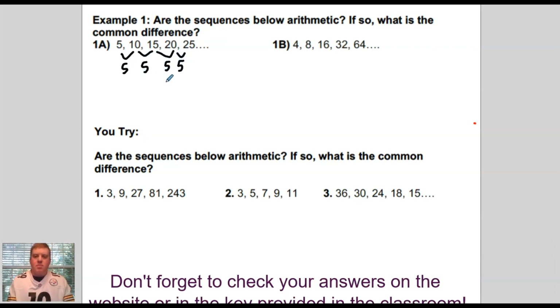If that comes out to be the same, that means you are adding the same amount every time. So our first example would be an arithmetic sequence, and our common difference, also represented by the letter D, would be the 5 that we got every time.